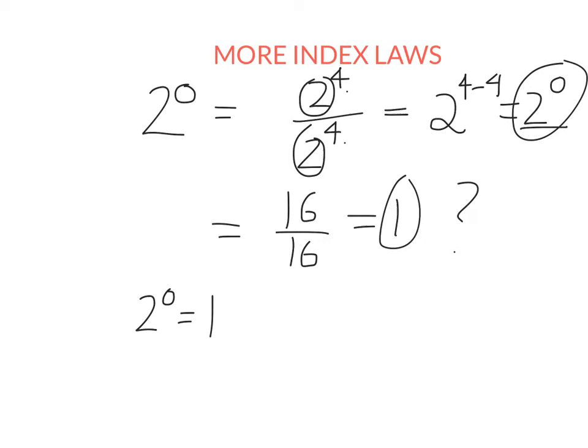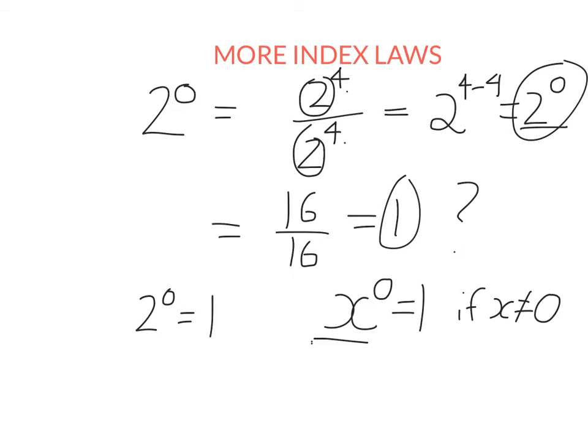I could have used another base for that. I could have used 3, 4, 5, whatever, and I would have got the same logic. Anything to the power of 0 except 0 is 1. So we write it like this. x to the power of 0 is 1 if x is not equal to 0. The reason is because 2 to the power of 0, 3 to the power of 0, 1 to the power of 0 and all that is dividing a number by itself.